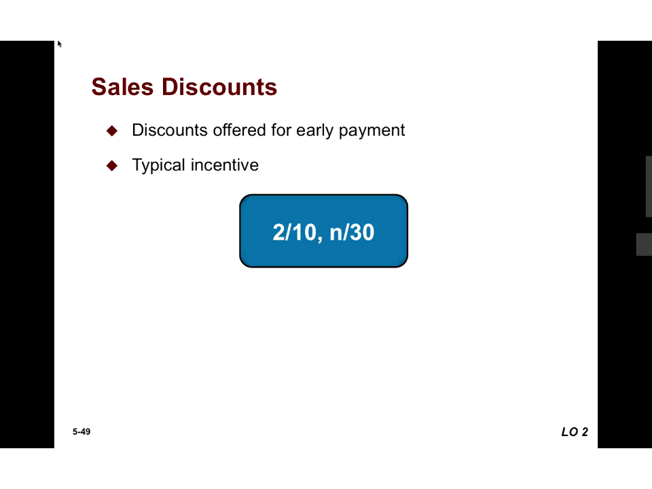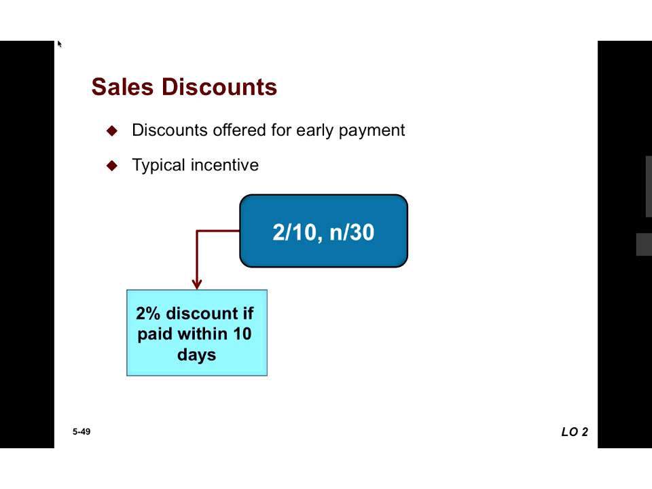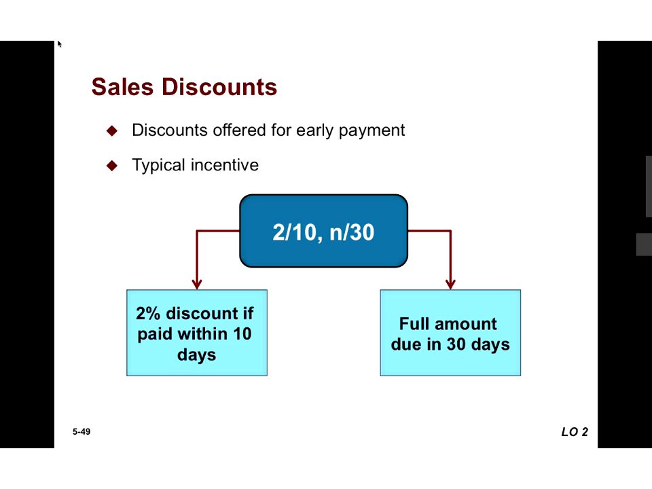Typical incentive, how you would say this, what's in the box on the screen, is 2/10 net 30. What the 2/10 means is that there's a 2% discount if paid within 10 days. That could be 1/10. If it were 1/10, it would be 1% discount within 10 days. It could be 1/15, which is a 1% discount within 15 days. So that's the discount terms. The second part of this, the net 30, that means the full amount is due in 30 days. So if you don't take the discount, you have to pay it within 30 days.